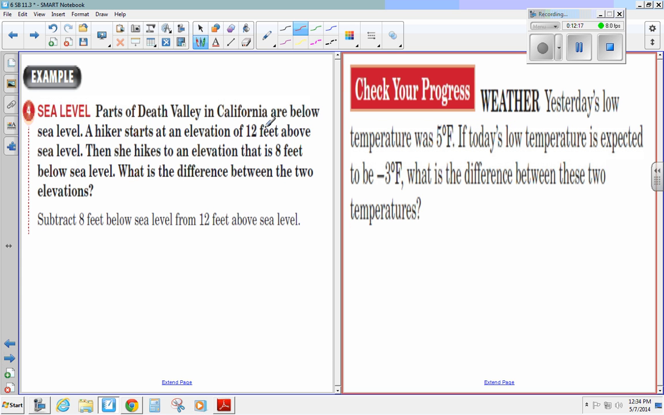Parts of Death Valley in California are below sea level. A hiker starts at an elevation of 12 feet above sea level. Then she hikes to an elevation of 8 feet below sea level. What is the difference between the two elevations?